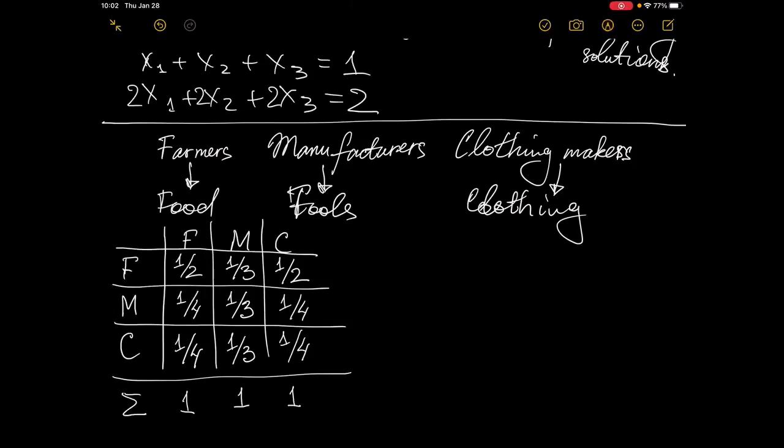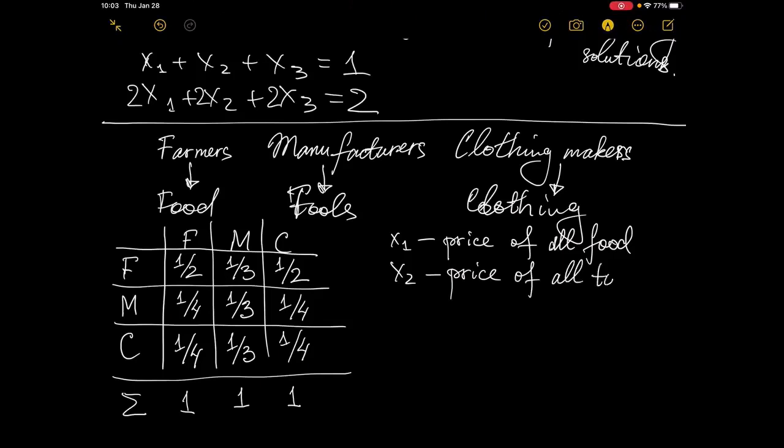Okay, so how can you write it? So farmers, let us say that X1 is the price of all food. X2 is the price of all tools, and X3 is the price of all clothing. Okay.